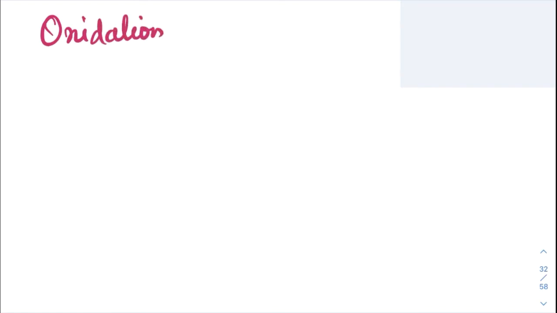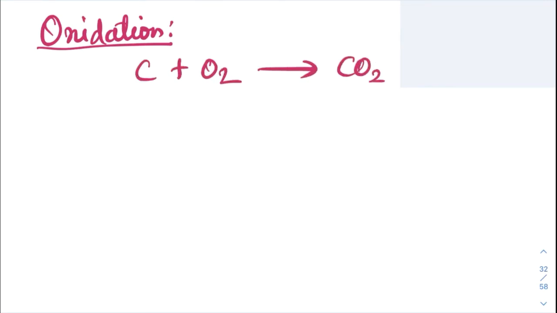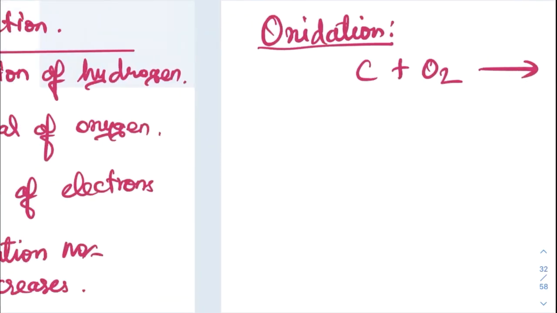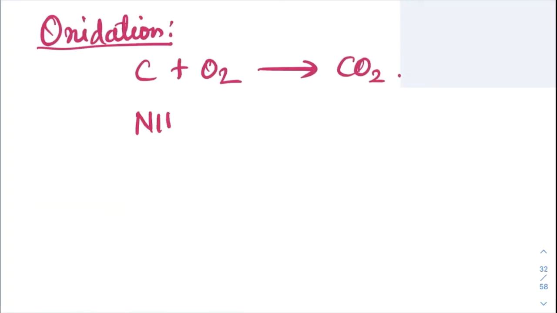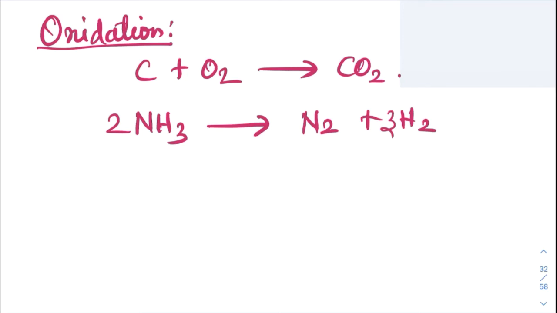For example, oxidation is nothing but addition of oxygen. Just now we saw example, Mg plus O2 gives MgO. Or else we can say C plus O2 gives CO2. Here oxygen is getting added with the carbon. So this is an example for oxidation, right? And then second definition what? Removal of hydrogen. Yes. For example, ammonia. NH3 means what dear? Ammonia decomposes to form nitrogen gas and hydrogen gas. And for balancing we should write 2NH3 gives N2 plus 3H2.